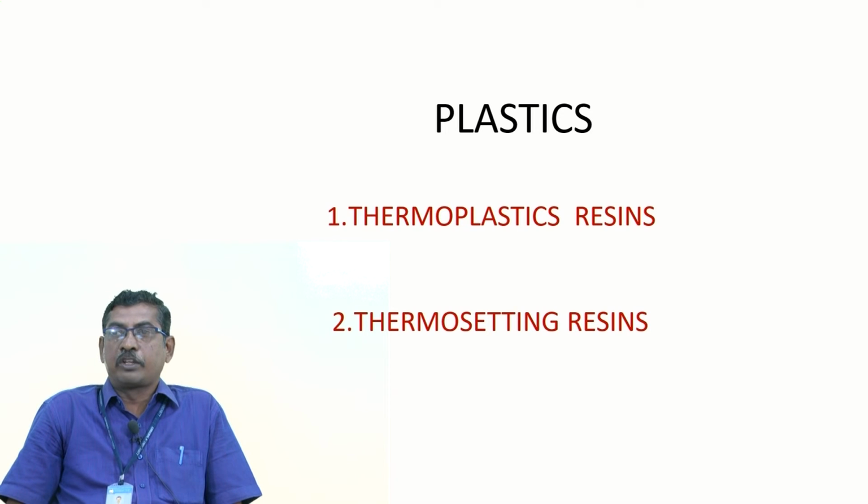Another type is called thermosetting polymers. A thermosetting polymer is a high molecular weight polymer which can be molded into any shape and size. But once it is formed, it is permanently formed and cannot be remolded. This type of polymer is called a thermosetting polymer.